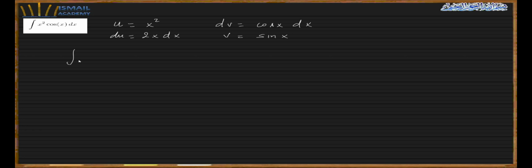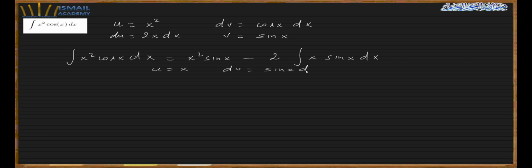Now I integrate, so we have x squared cosine x dx equals uv, so it's going to be x squared sine x minus the integral of v du, so it's going to be 2x sine x dx. Again here we have the same concept, polynomial times trig. I'm going to let u be my x, and dv will be my sine x dx. So du is dx, and v will be minus cosine of x.